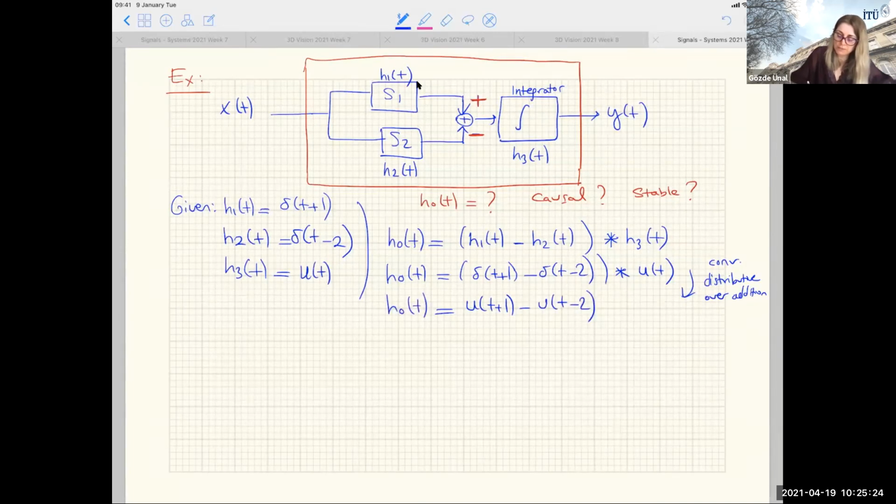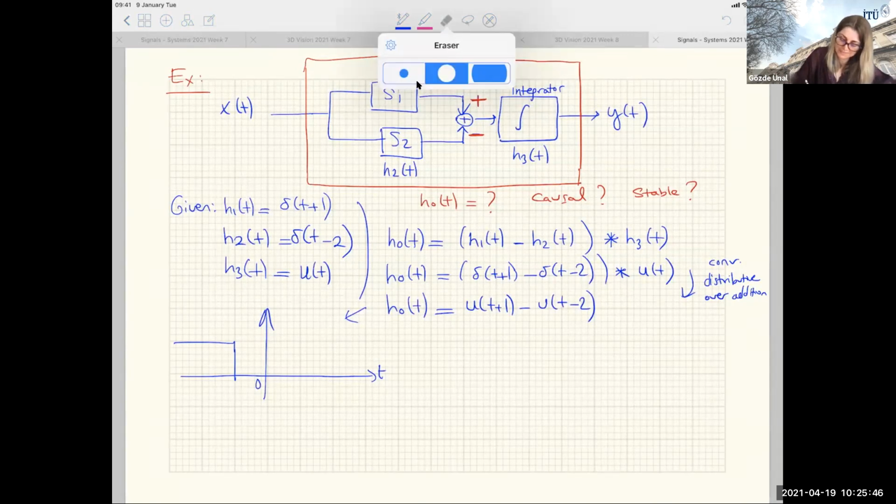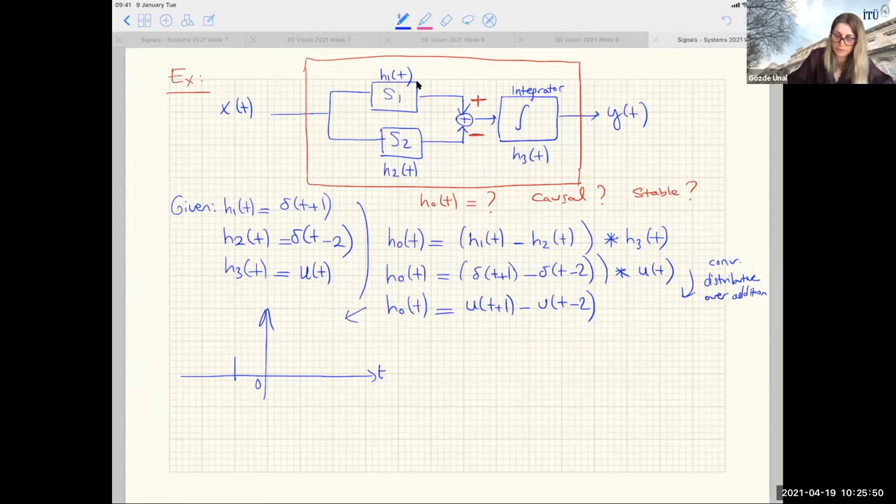So what is the form of this impulse response? Let's say this is 0, this is t. u(t + 1) would have been this. Sorry, I shouldn't draw it this way. It should go to the other side. Just shift it, there is no time flip. It should be here: u(t + 1).